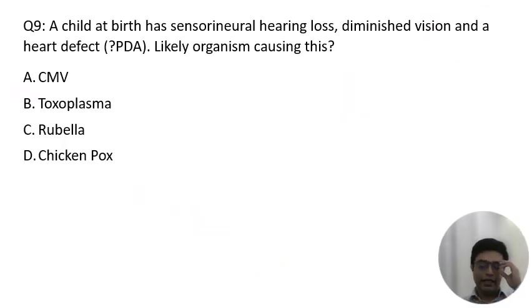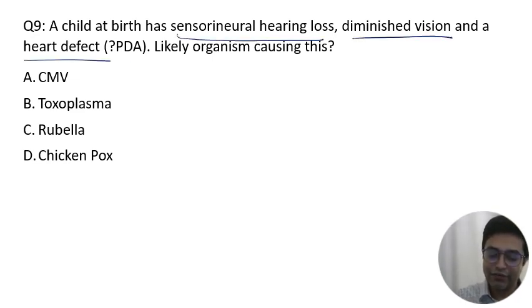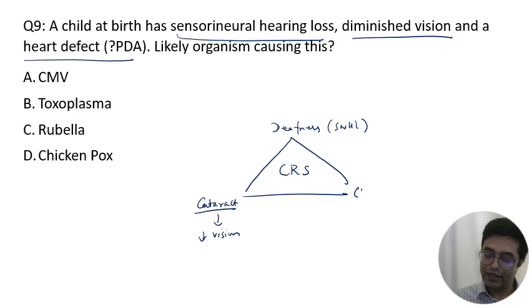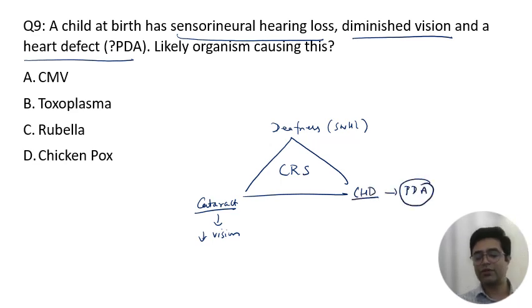Question number 9, again an indirect way of asking a repeat. Child at birth has sensorineural hearing loss, diminished vision, and a heart defect. Some students said PDA tha, some said ki PDA nahi tha, only heart defect was mentioned. Likely organism causing this? This is the typical triad produced by congenital rubella syndrome, where you have deafness in the patient due to sensorineural hearing loss, you have cataract in the patient, which is causing the decreased vision, and you have congenital heart disease in the patient, that is most commonly patent ductus arteriosus. Other diseases can also occur. So answer to this question obviously is rubella.